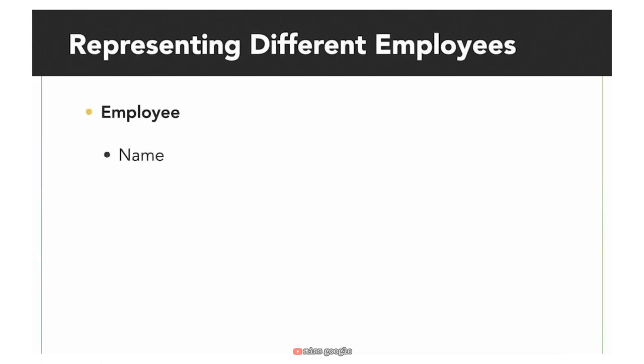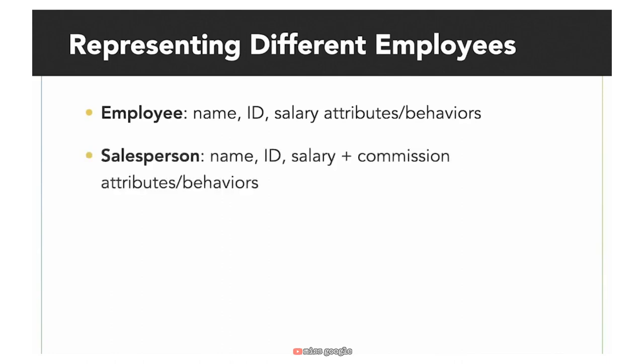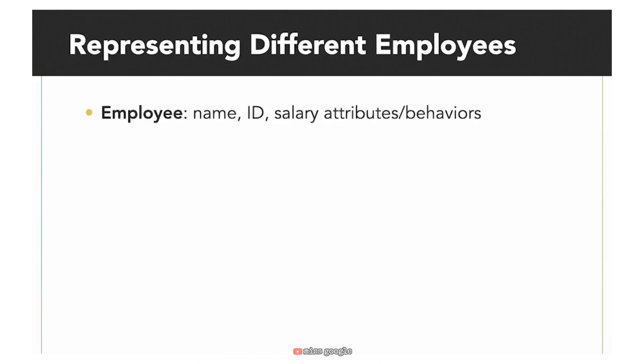The class has name, ID, and salary attributes. Now, what if we wanted to represent a salesperson in code? A salesperson would also have a name, ID, and salary, but they might also have a commission percentage or other attributes and behaviors. While we could create a fresh new class for the salesperson with name, ID, and salary attributes, we could also use inheritance to help reduce code in our program.